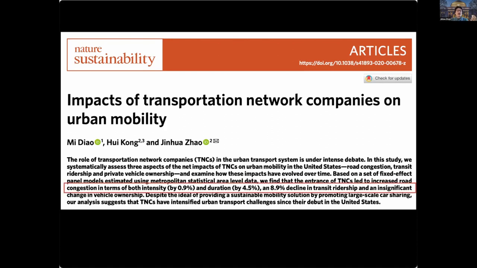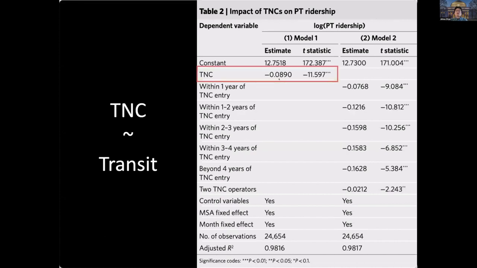This is more of an econometric analysis. We find that on average, the entering of TNCs in a particular city in the United States actually increased road congestion in terms of both intensity and duration, and it reduced public transit ridership by about 9%. So that's a macro level analysis. Here the result shows about a 9% reduction of public transit ridership with TNCs.